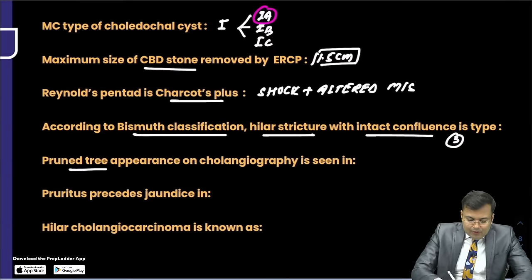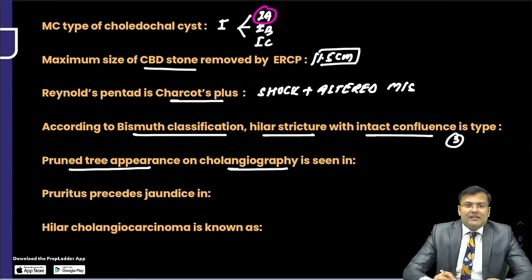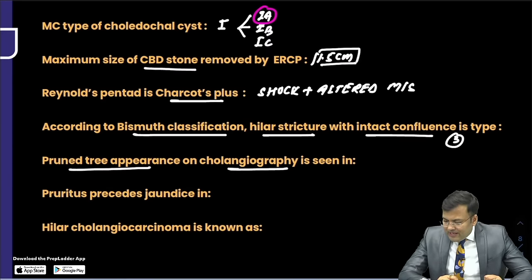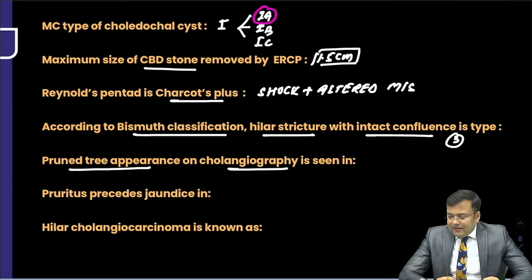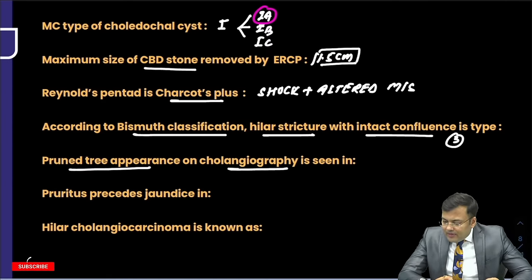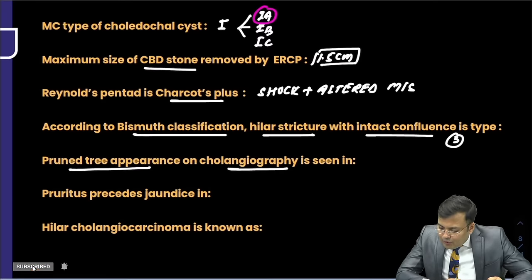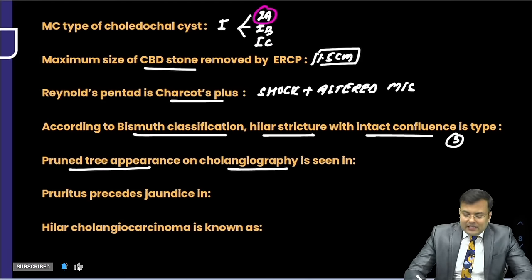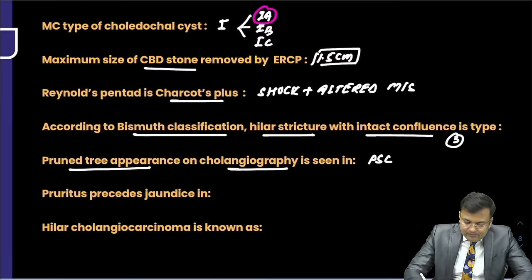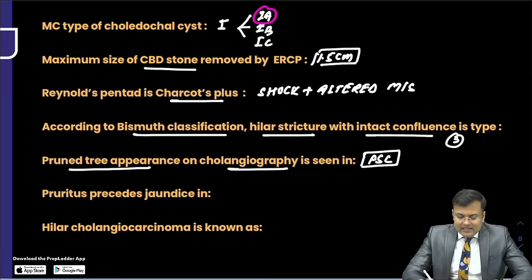Next question. Prune tree appearance on cholangiography. It is seen in which condition? Tell me, guys. Waiting for your reply. No, it's not. Pushpendra Singh. Very good. It is primary sclerosing cholangitis. Next question.